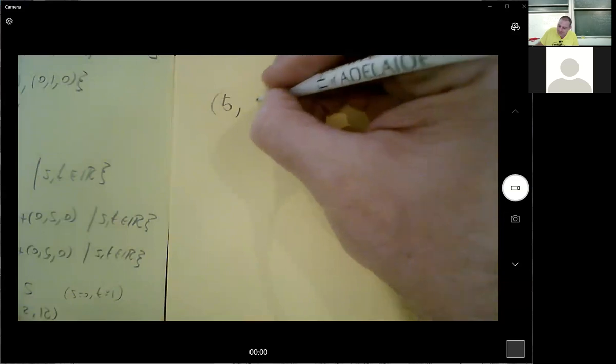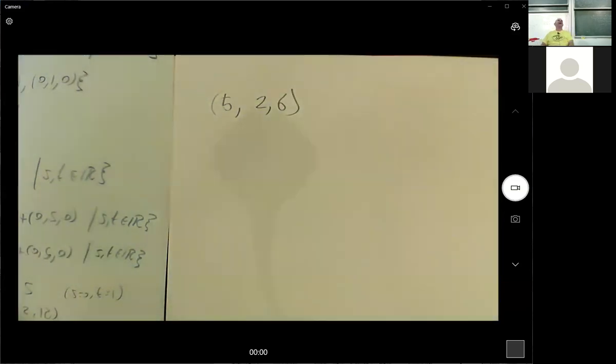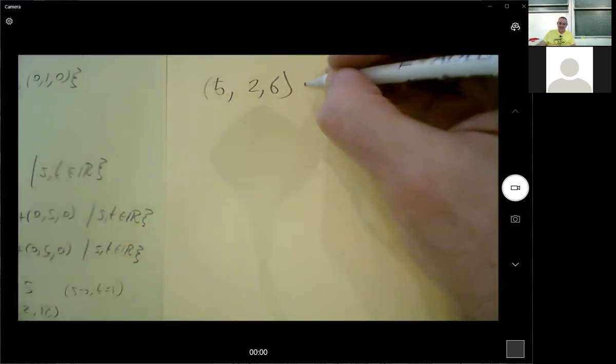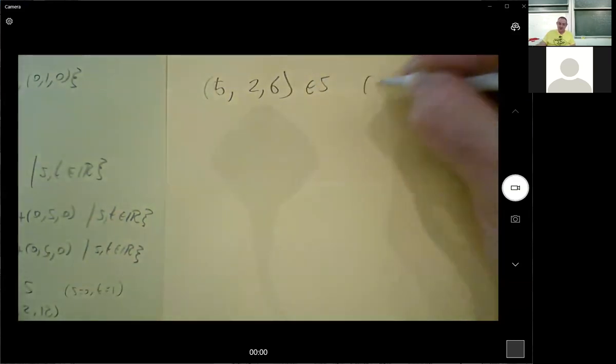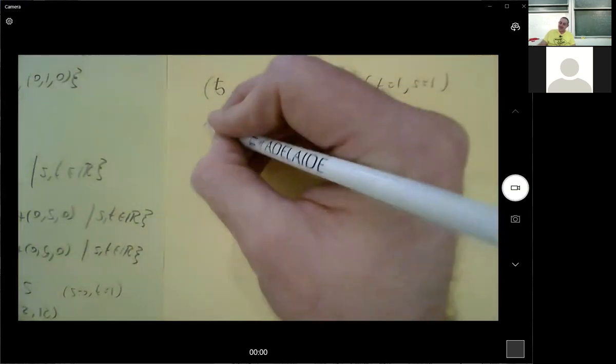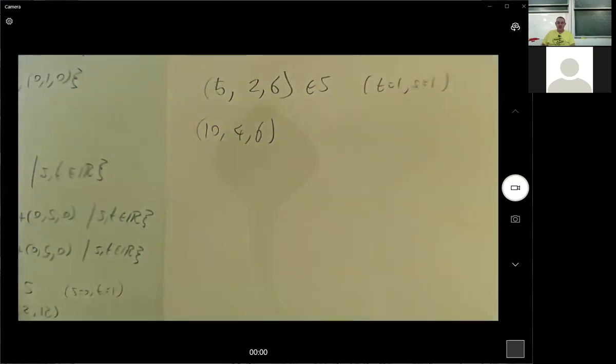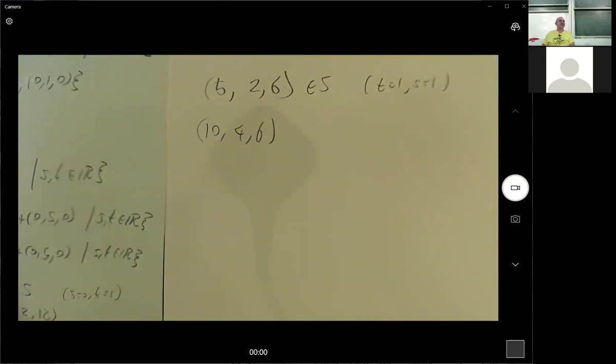Okay, I've got it. So what if I had 5, 2, 6? That's in S because the t is 1 and the little s is 1. And then 10, 4, 6. No, it's closed under scalar multiplication. What a world. Yeah, because I can make the s whatever I want.